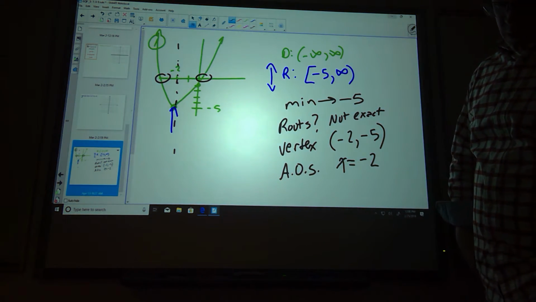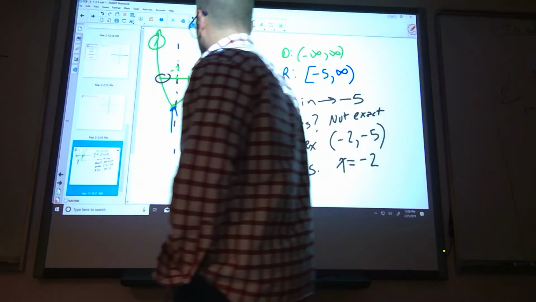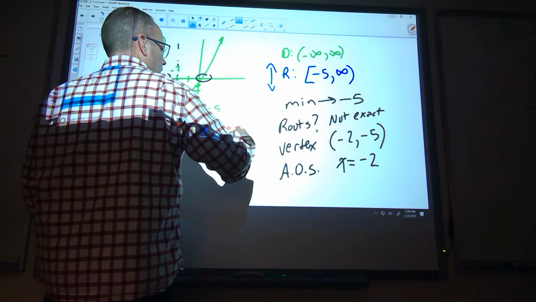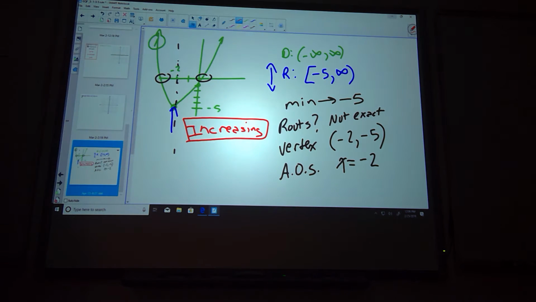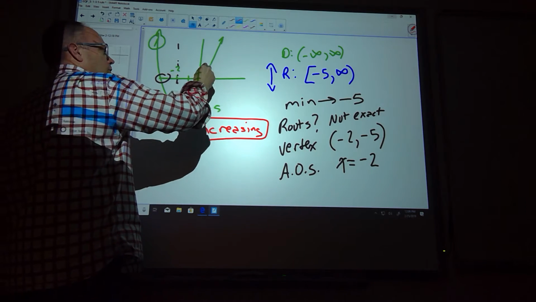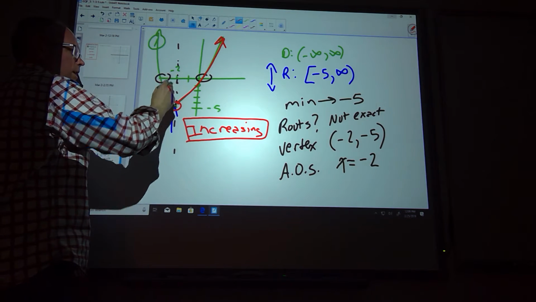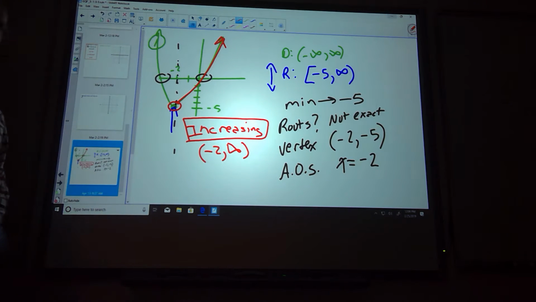Let's see. Interval where it's increasing. Okay. Increasing. So again, increasing means if I were to take any 2 points on one side or the other, if I found the slope, I mean, honestly, my slope equation is y2 minus y1 over x2 minus x1. We would have a positive slope. So it starts here, it's an open dot, and it goes forever this way. That's where it's increasing. So from -2 to infinity, the graph will continue to increase forever.